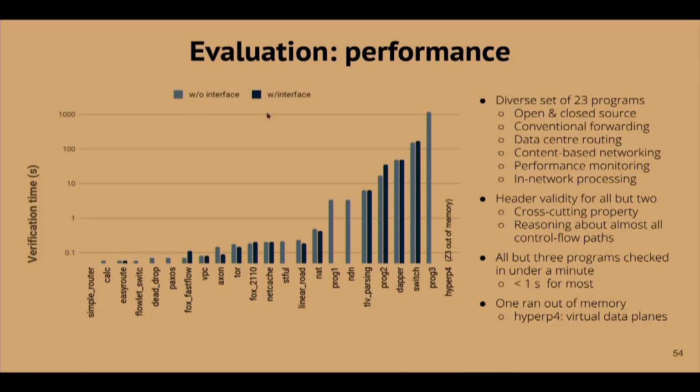All but 3 programs were checked in less than a minute, and most programs were verified in well under a second. Our front end was able to handle all of the programs, but the Z3 backend ran out of memory on Hyper P4. This is a program that tries to virtualize the data plane. And as it turns out, we ended up generating a formula that was too big for Z3 to handle.